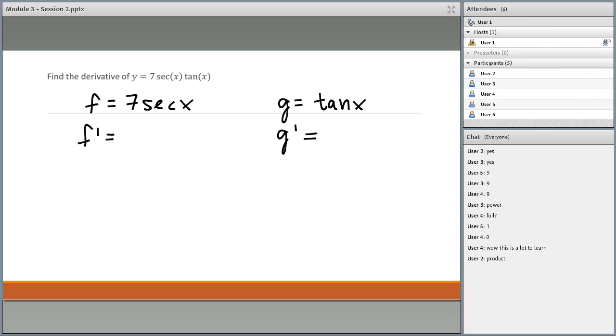So the derivative of secant is secant x tangent x. What happens with the 7? Well, the 7 will just stay where it is, just like it would if we had 7 times x squared. The 7 stays where it is. So I have 7 secant x tangent x. That's the derivative of 7 secant x. And then the derivative of tangent is secant squared x.